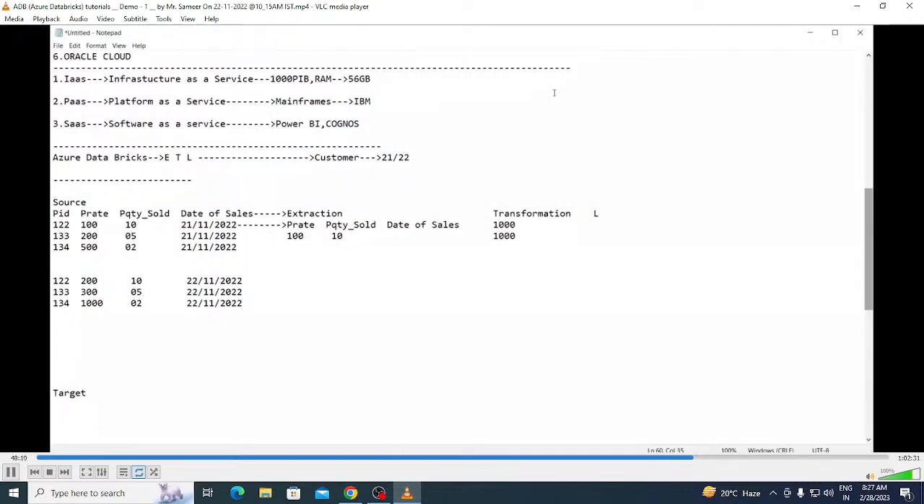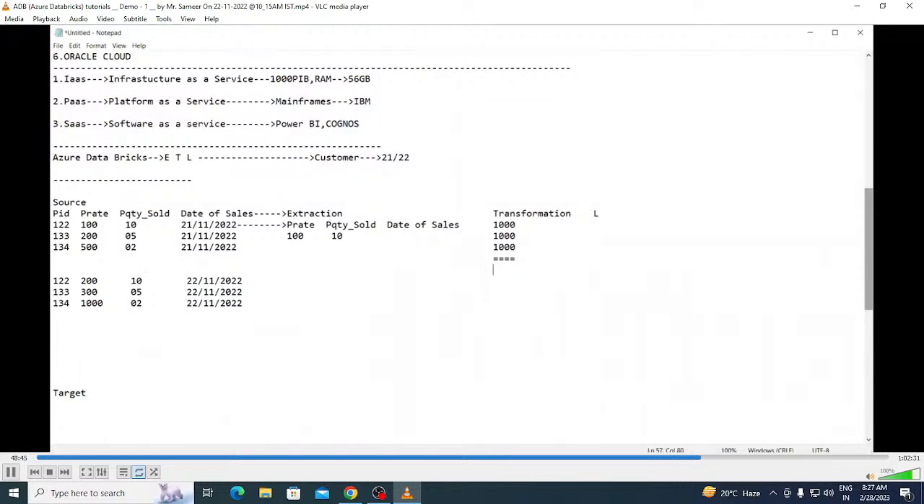Yes. Now, guys, see here. We were discussing the calculations. 100 into 10 is 1,000. 200 into 5 is 1,000. 500 into 2 is 1,000. Now calculate the sum here. What is the sum of these three? It is 3,000.